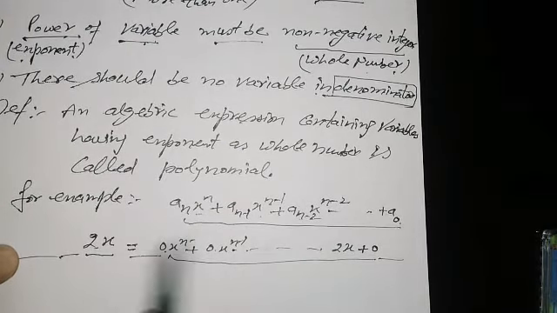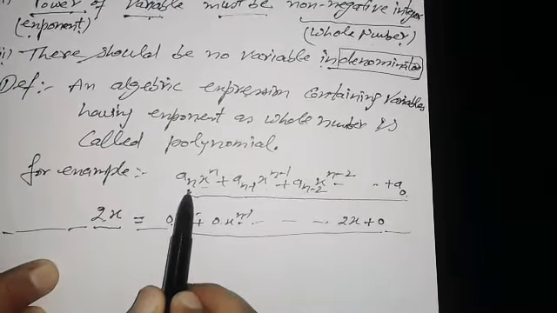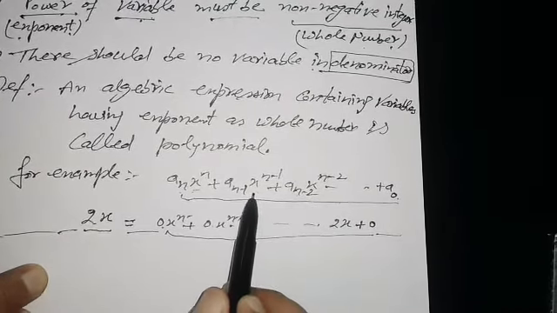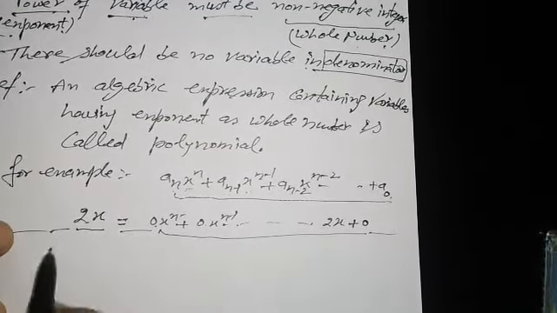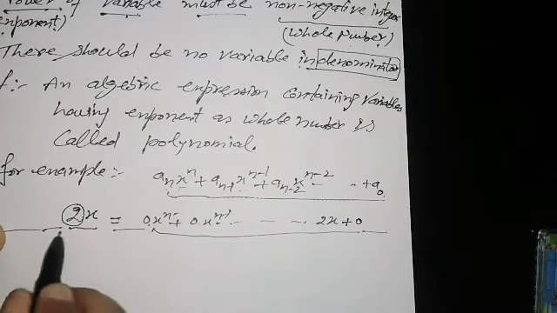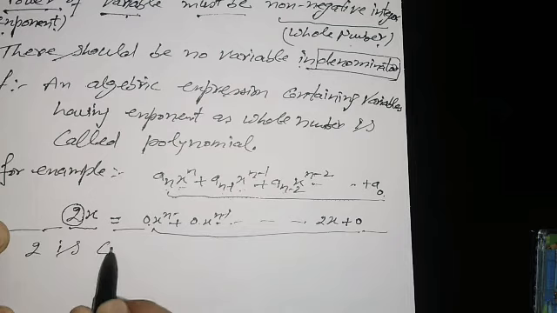In this expression also, this term is constant, this term is variable, this term is constant, this term is variable. So this constant term is also called coefficient.